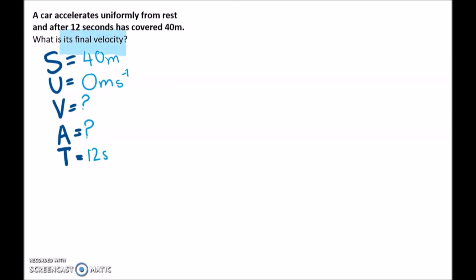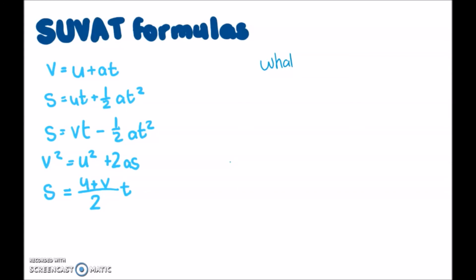Then we're going to go back to our formula page and find what we do and don't know. And we don't need to find acceleration because it doesn't want us to find acceleration, so you can ignore the A completely. Now looking at what we do know, and also what we don't know.